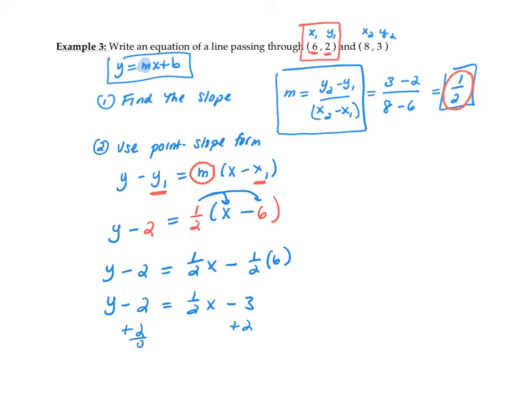So here it goes to 0, so we are just left with y. We have 1/2 x. Negative 3 plus 2 is negative 1. All right, so y equals 1/2 x minus 1. Now what you can do to check your work is to plug in your x's, like plug in 6 and verify that you get 2 as a result. Plug in 8 and verify that you get 3 as a result for y.